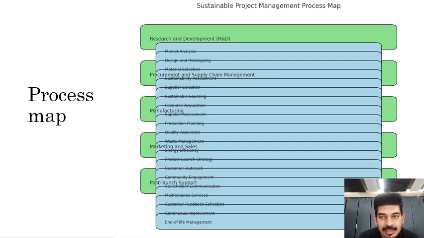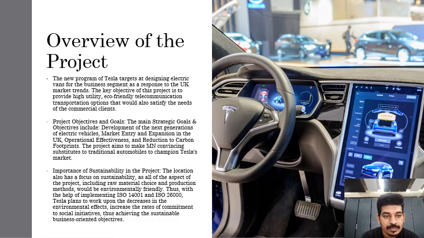It also has some tactical techniques in this map, like market analysis and design and prototypes, resource acquisition, supplier assessments, quality assurance, customer outreach and communication adjustment, and most importantly end-of-life management, because once our product expires, we can reuse that material as renewable. So material selection is very important in this project.